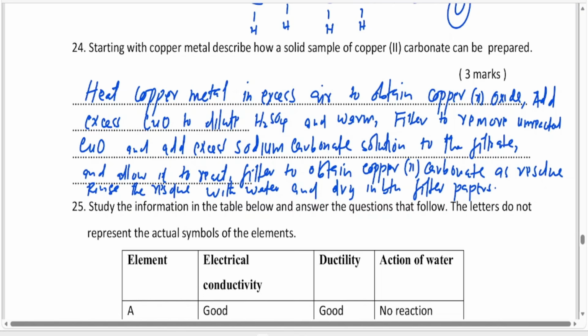We have said that you can still react copper with concentrated nitric(V) acid to first obtain copper(II) nitrate, and then from there you look for an appropriate soluble carbonate to do the precipitation, and then you end up collecting copper(II) carbonate. Writing this gives you 3 marks.